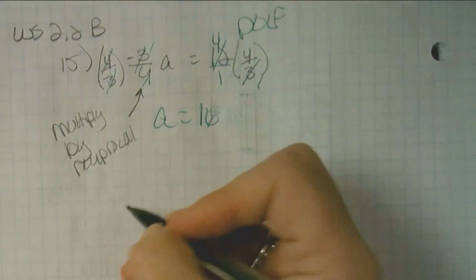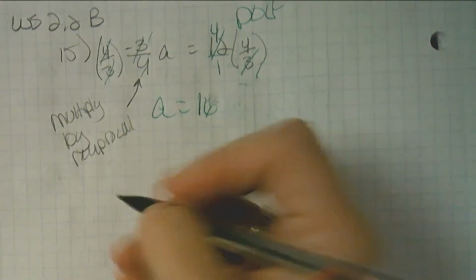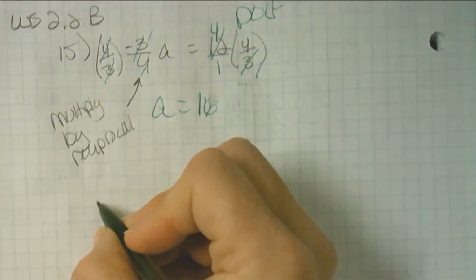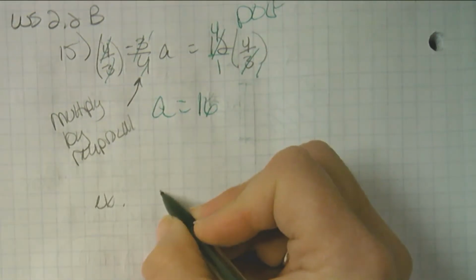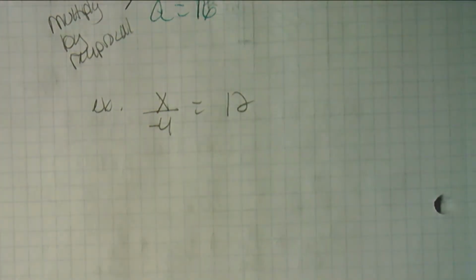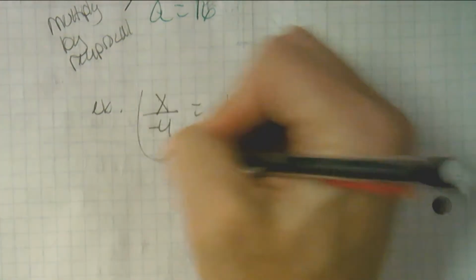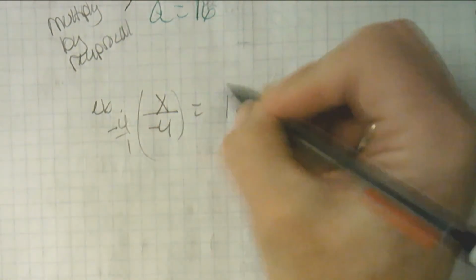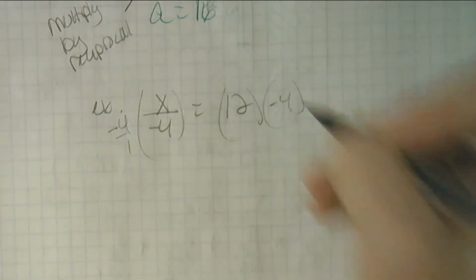On your test, do this next to this. On your test, I might give you that, but I also might give you something like x over negative 4 equals 12. What am I going to do to solve this? What am I going to do to solve this if it looks like that? Sophia? Yes, I'm going to multiply both sides by a negative 4, so keep that in mind.